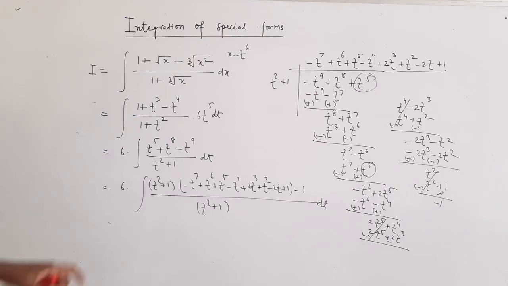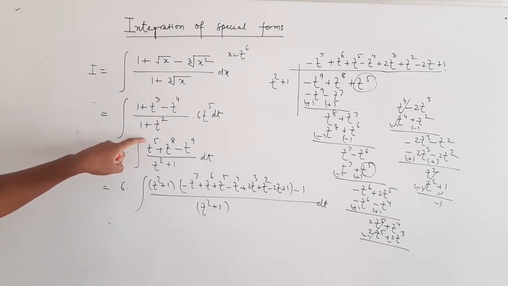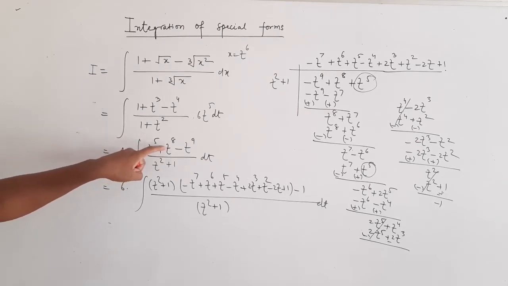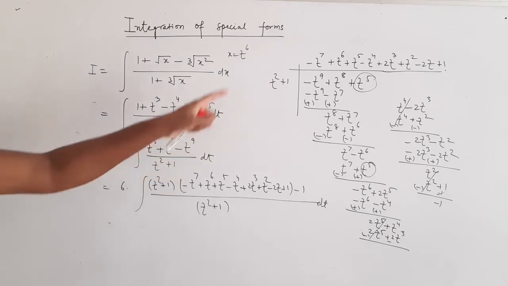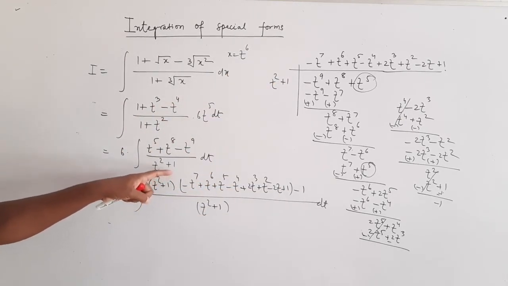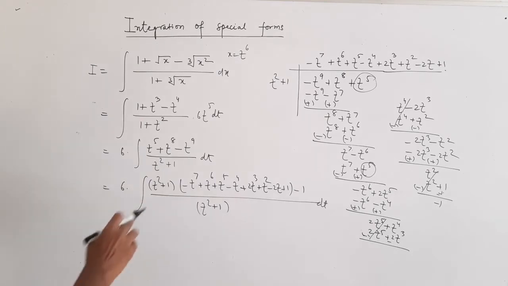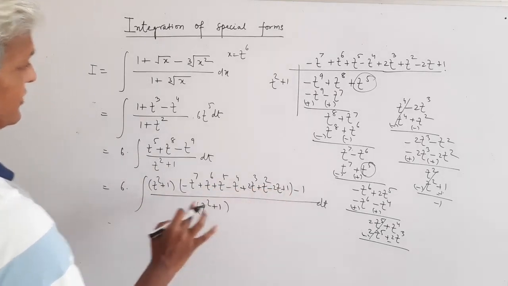So in a nutshell you can say that I have expressed this dividend, that is t to the power 5 plus t to the power 8 minus t to the power 9, in terms of t to the power 4 by dividing this method, and I got this answer. So now if I split this into this upon this, then this and this cancel. So I will integrate this much minus 1 over this.